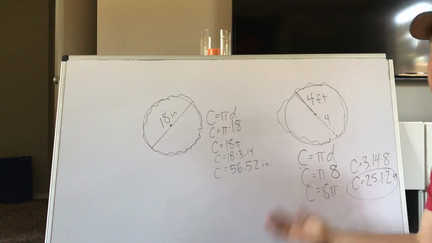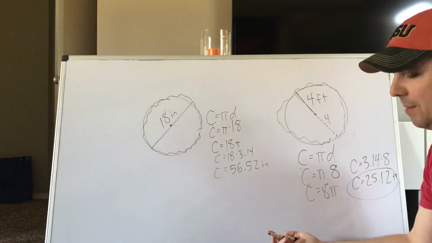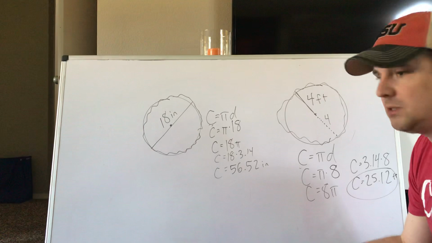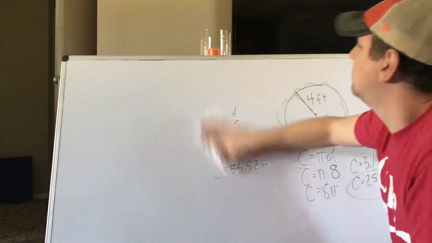So these are two basic circles that you can use to solve circumference. Now I'm going to show you a couple of word problems and show you exactly what to do with them.